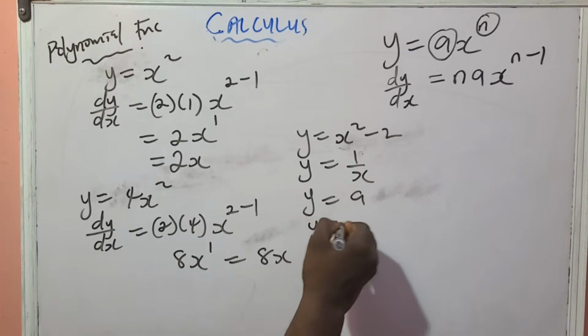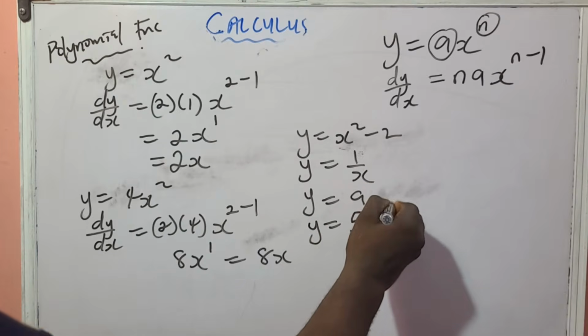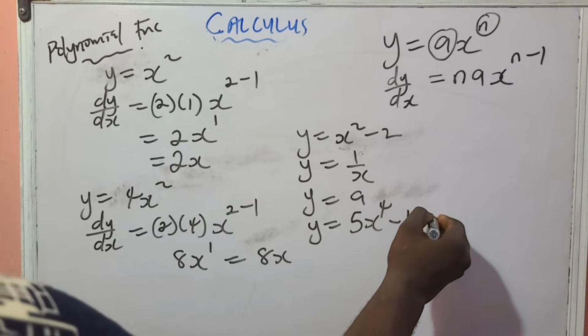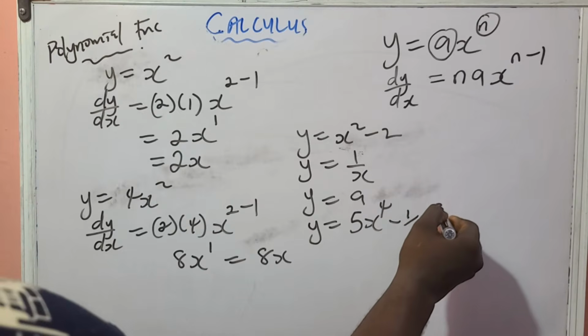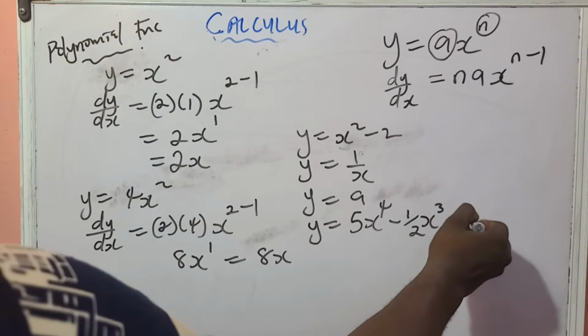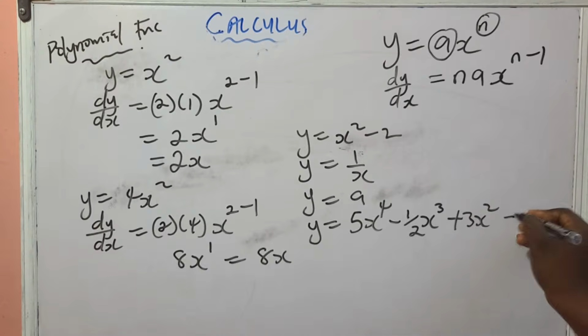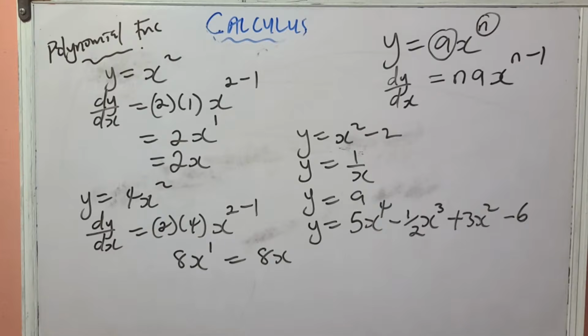equals 5x raised to the power of 4 minus 1 over 2 x raised to the power of 3 plus 3x squared, then minus 6. All right, and then let me put 2 more, or 3 more rather.